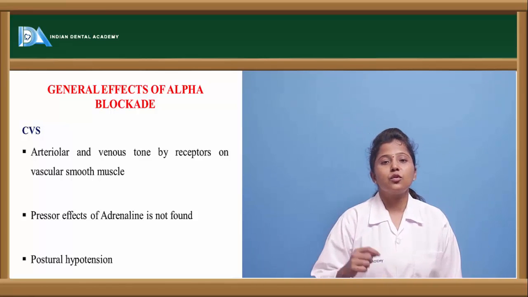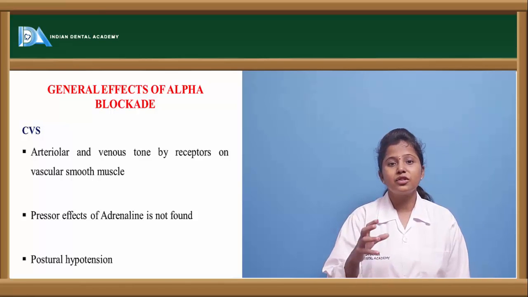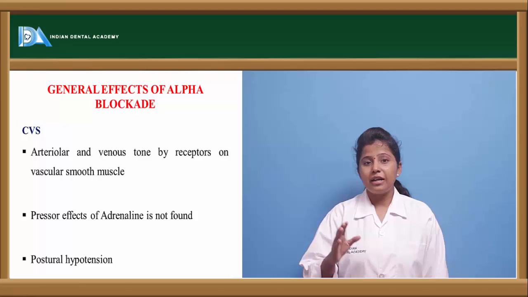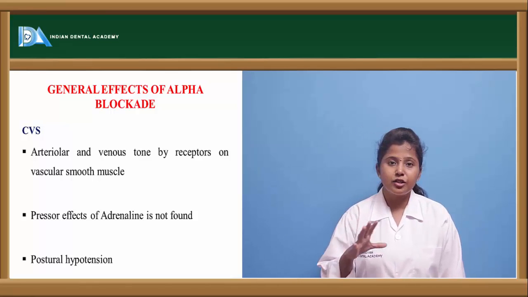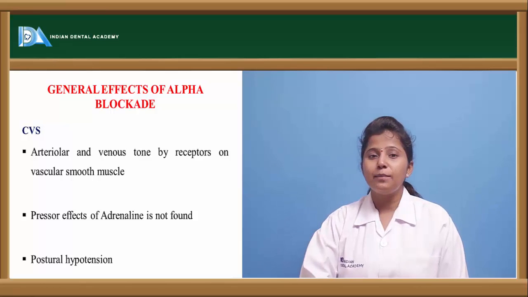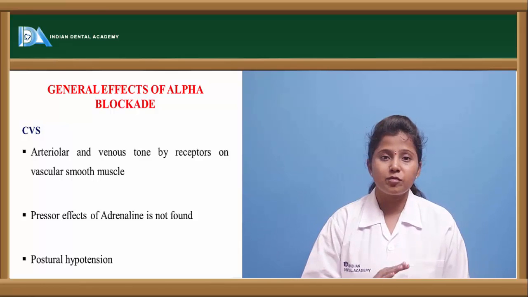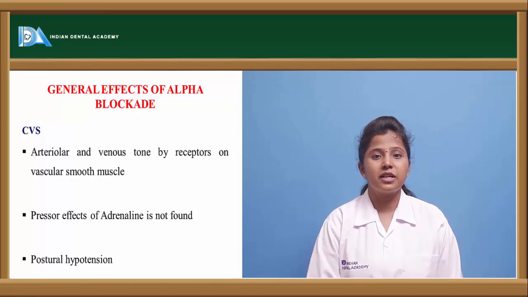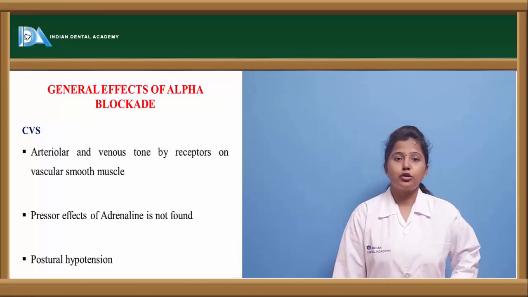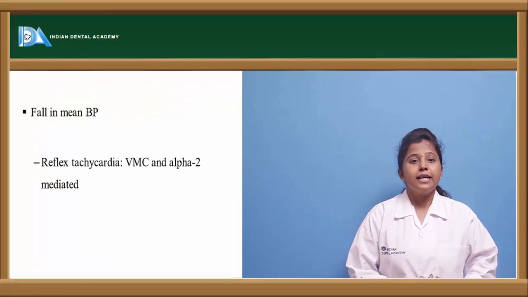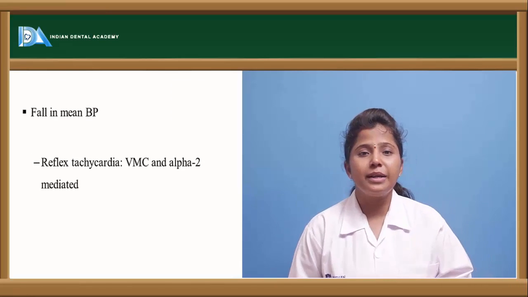It also shows pressor effects, which adrenaline does not. So a vasopressor is an agent which constricts the smooth muscle. Here, in the case of adrenaline, if noradrenaline is released, then it shows a constriction action. But if adrenaline is released, there will be no constriction of vascular smooth muscle. So even the effects are based on which neurotransmitter is released, and it shows postural hypotension. And there will also be a fall in blood pressure.